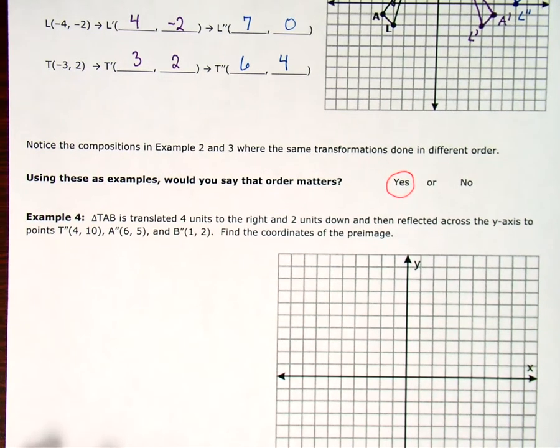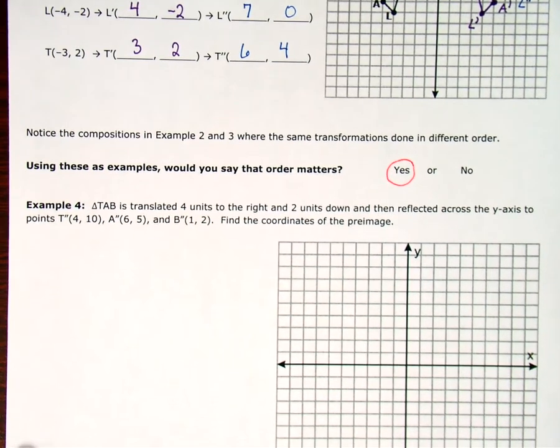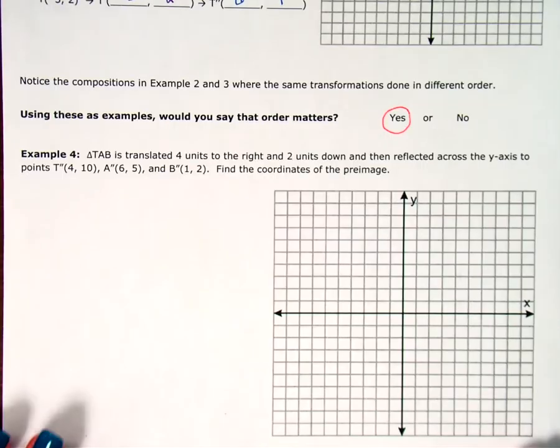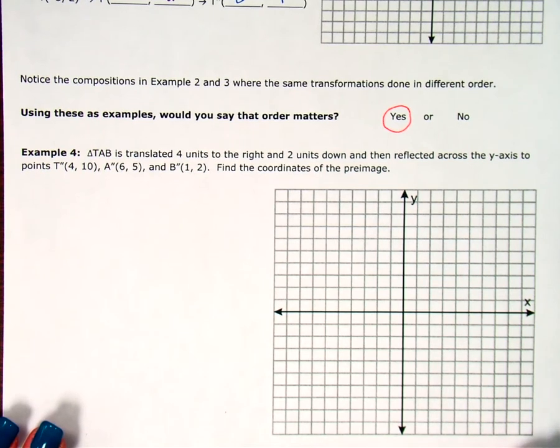Welcome back. We are still working on compositions of transformations. We have done three examples so far where we've been given two different things we want to do to a pre-image so that we could find our new image. In example four, triangle TAB is translated 4 units to the right and 2 units down and then reflected across the y-axis to points T double prime, which is at (4, 10), A double prime at (6, 5), and B double prime (1, 2). Find the coordinates of the pre-image.